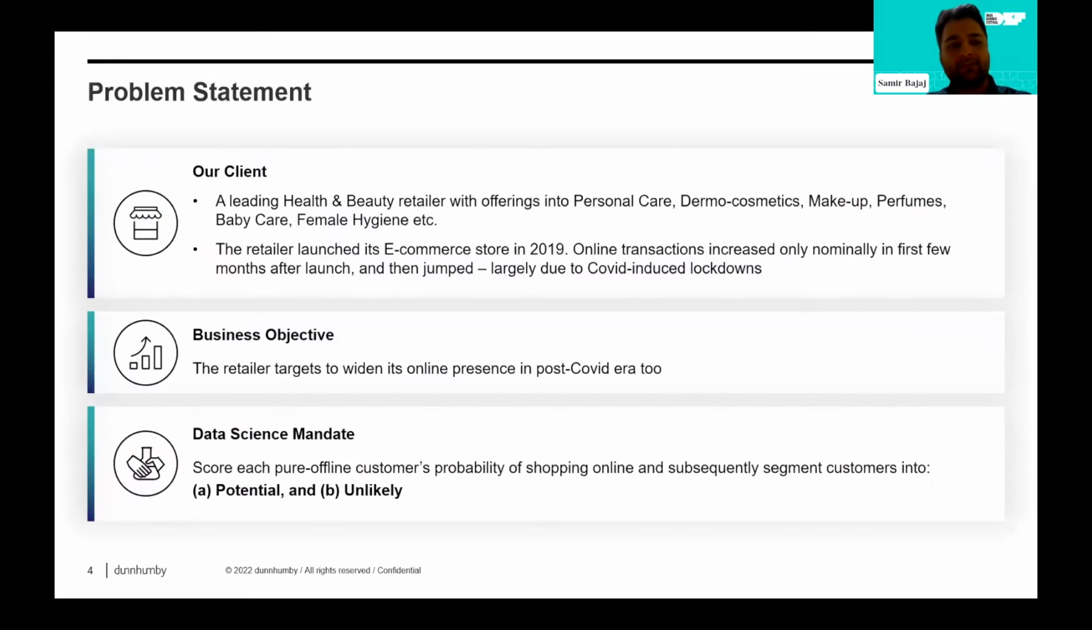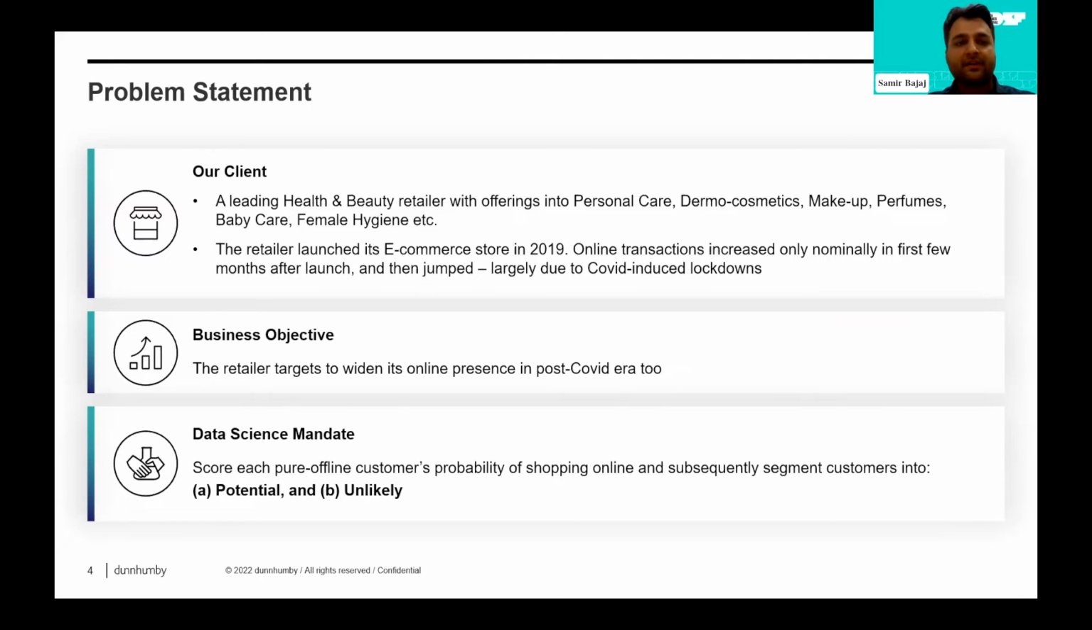So jumping to the problem statement. Our client is a leading health and beauty retailer with offerings in categories like personal care, dermocosmetics, makeup, perfumes, baby care, female hygiene, and so on. And more than 90% of its customers are female. The retailer launched its e-commerce store in 2019. Initially, the online transactions only increased nominally. But as we can imagine, they jumped during the COVID lockdowns.